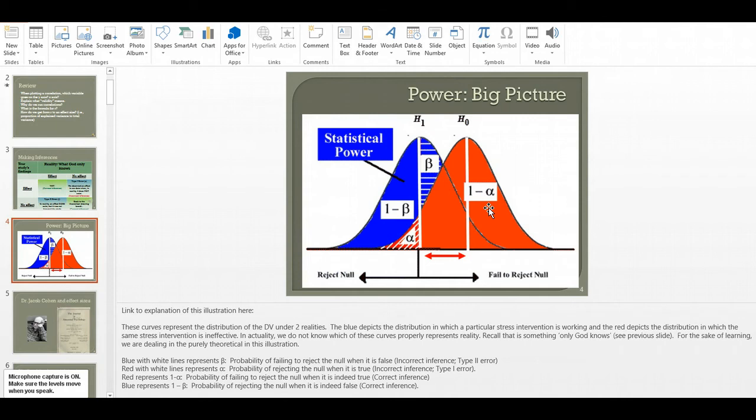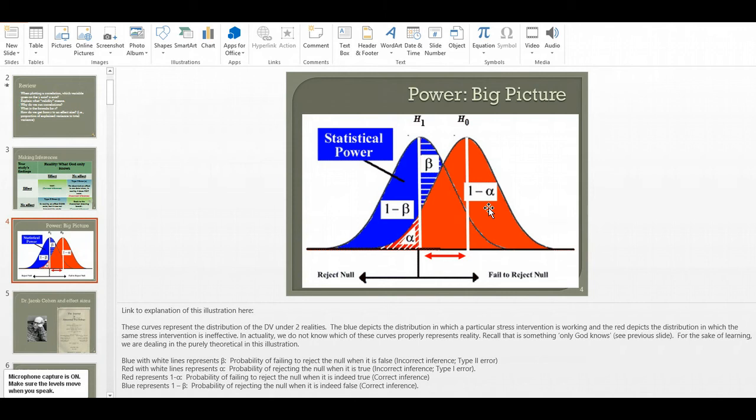All right, so again, we have our two realities, and then we have our decisions, and we want to make correct inferences. That's the whole goal. So let's talk about the different components. So again, on the x-axis, everything to the left of that alpha is where we're going to reject the null hypothesis, and we can either be correct or incorrect about that. The correct part is the blue part, the stat power, 1 minus beta.